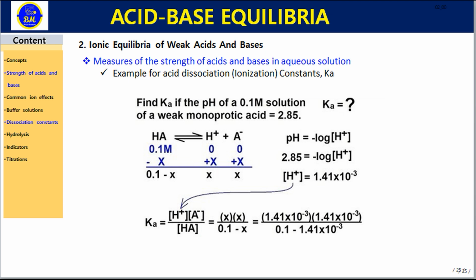Assume that HA is the general expression for a weak acid. When this acid dissociates in water, it produces H+, hydrogen ion, and its conjugate base. So this is the way to derive the acid dissociation constant.